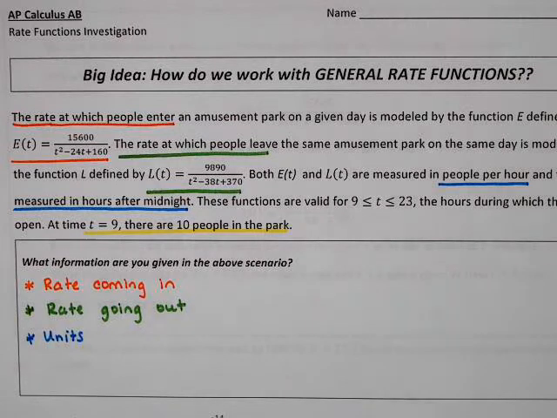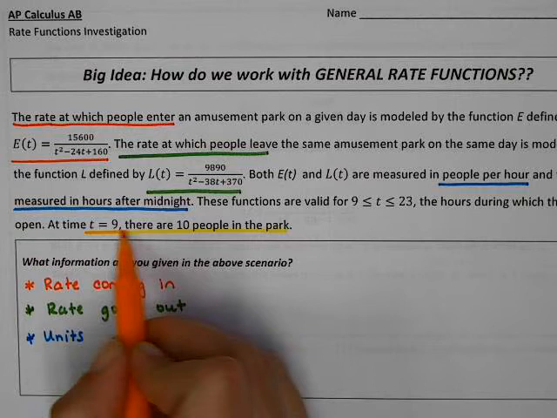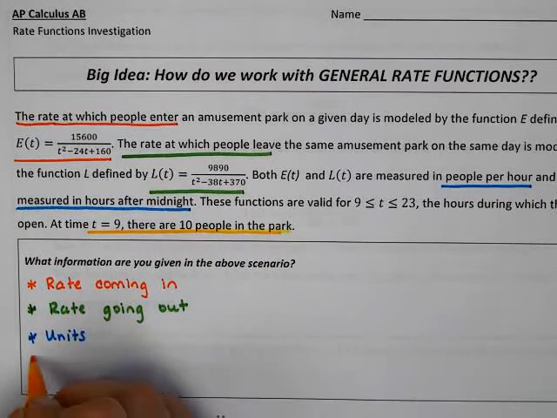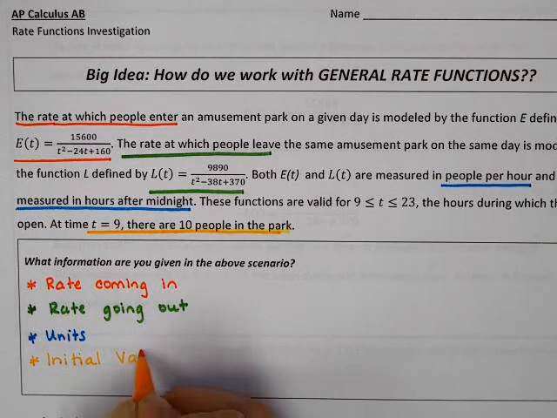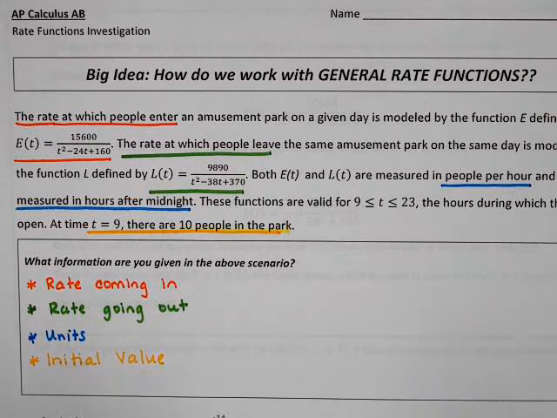Now it's really important. I'm going to use orange because I'm afraid my yellow isn't showing up very well. It's really important that you identify the initial value that you are given because you're going to need that later on in this question for sure. So let's just start by talking about some things we could calculate using this information.